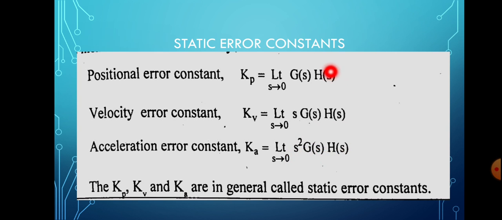These are the three static error constants, and you can find them from the product of G(s) and H(s). When we take the limit s tends to 0 of G(s)H(s), it will directly give the positional error constant.